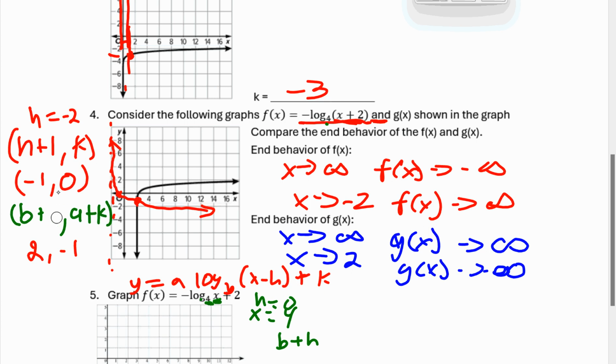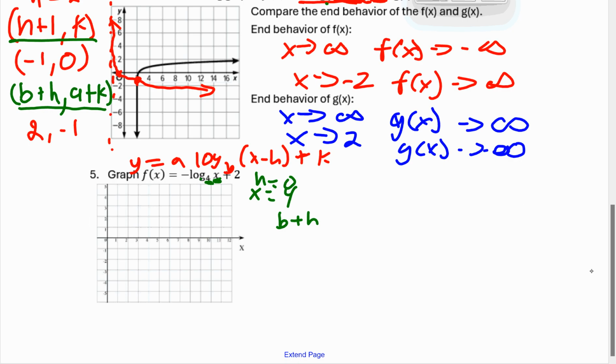Why did I put 4? Sorry, probably confusing you. That should be h. So I can do this point, h plus 1 comma k, and b plus h comma a plus k. And I just label my points. So if I'm graphing this one, I graph those 2 points.